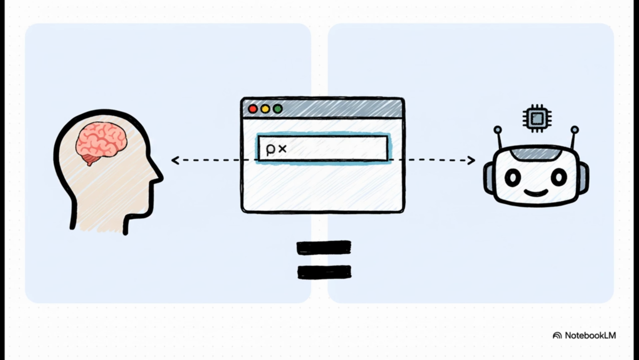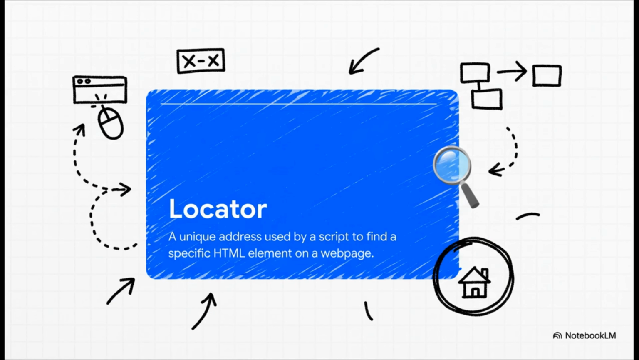Well, the code on the right is just us writing down that exact thought process for the computer. We're literally saying, hey page, go get the thing that has the label username. It's a direct translation of what you're already doing. In that command we just wrote, it has a name. It's called a locator. That's all it is, a unique address that tells our script exactly where to find one specific thing on a crowded web page.